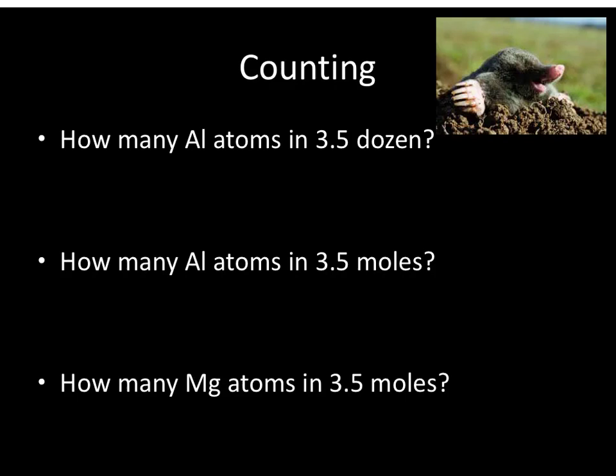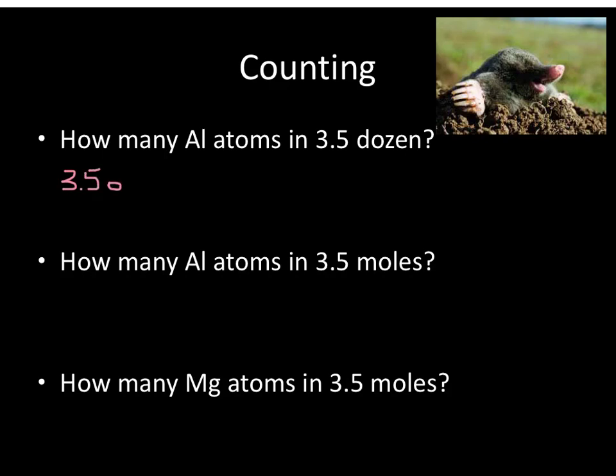Alright, now it's time for the first joining of the mole concept and dimensional analysis. So we're going to start off with a softball, and we're going to ask you how many aluminum atoms are there in 3.5 dozen. Maybe you can do this in your head, that's okay. Not concerned with getting an answer, concerned with the process. So let's do it with dimensional analysis.